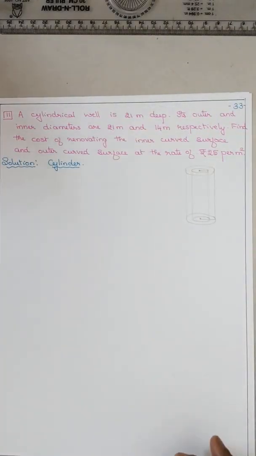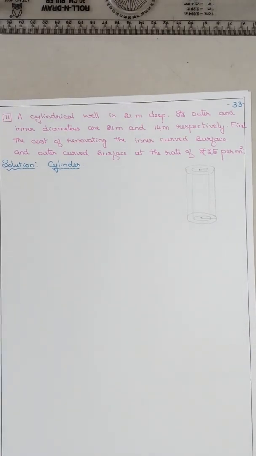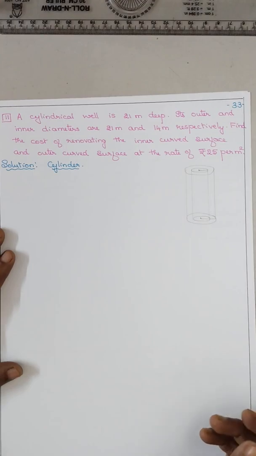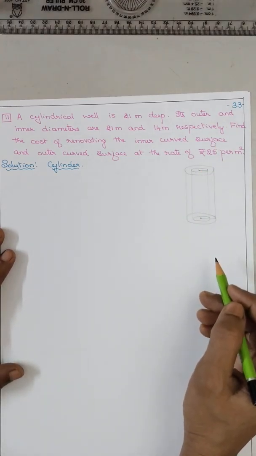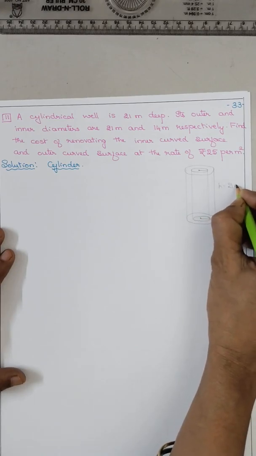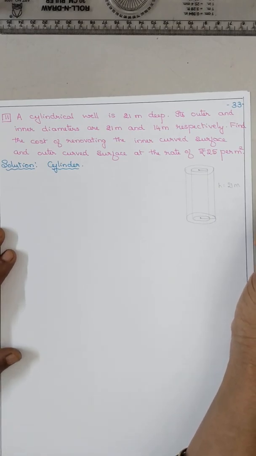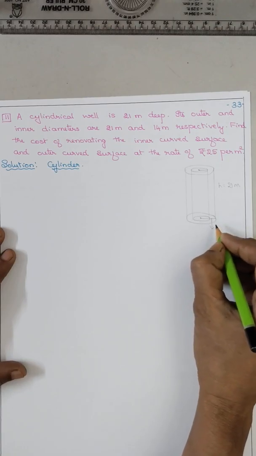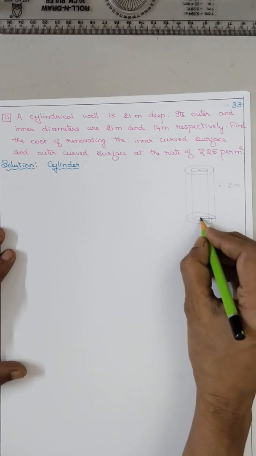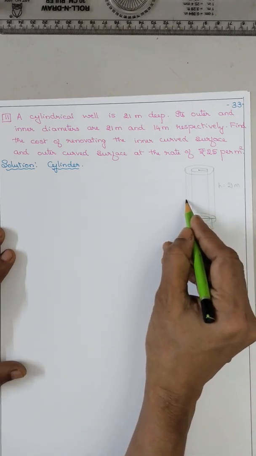Now coming to the 11th sum. It's a cylindrical well 21 meter deep. There is a well 21 meter deep, which means what? Height. Height is 21 meter. The outer and inner diameters. So the outer diameter, this is from the center to the outer. This is the inner one, this is the outer.